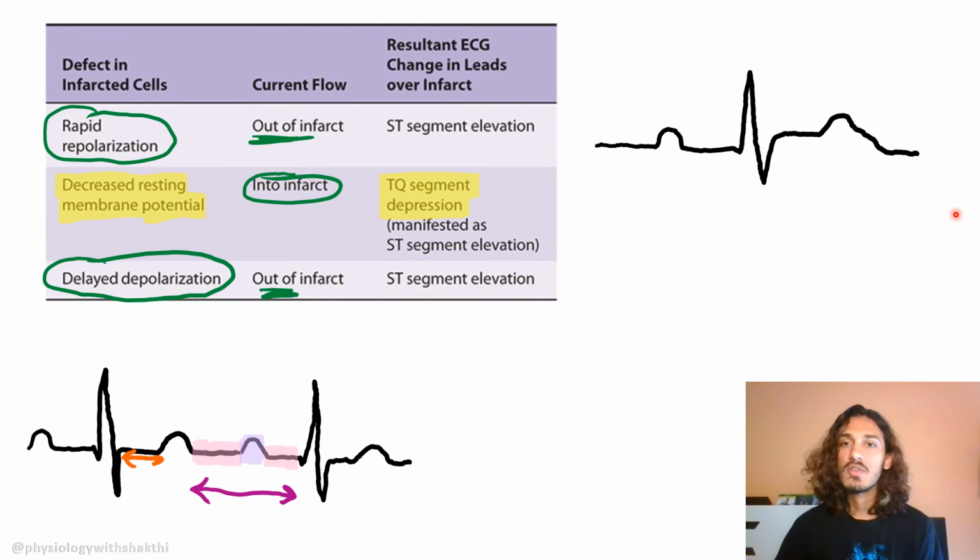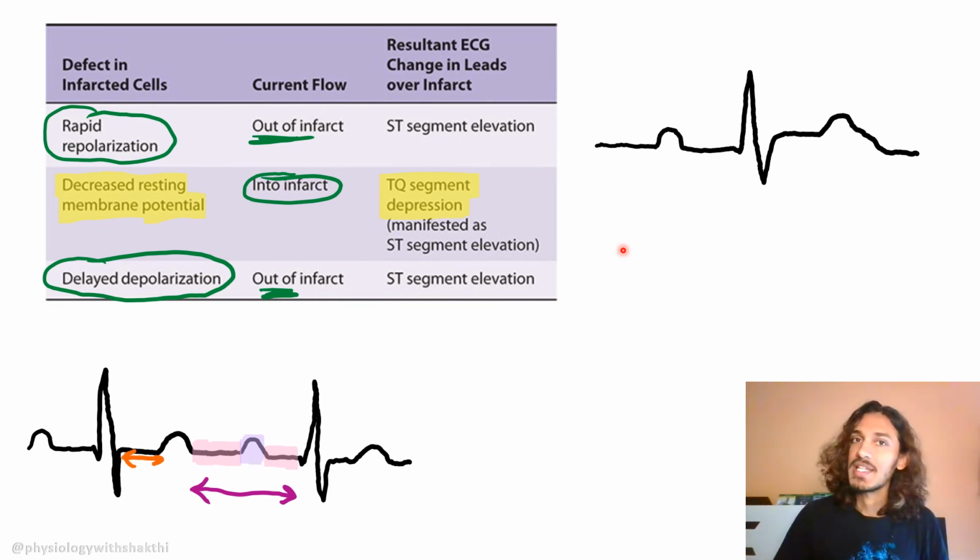Just take a look at this over here. You can actually see that this part actually went down, but it looks like this part has gone up. So because of all this, finally it looks like the ST segment is elevated, and these are the reasons for this. I hope you understood this now.